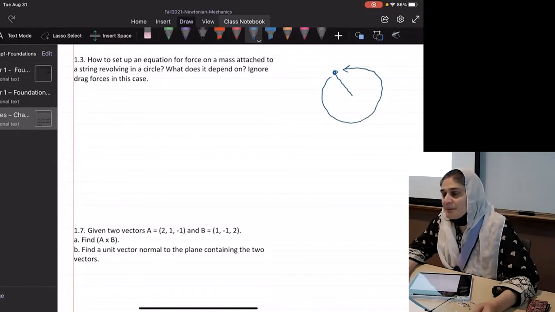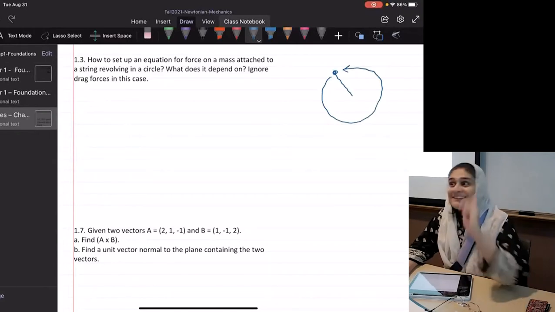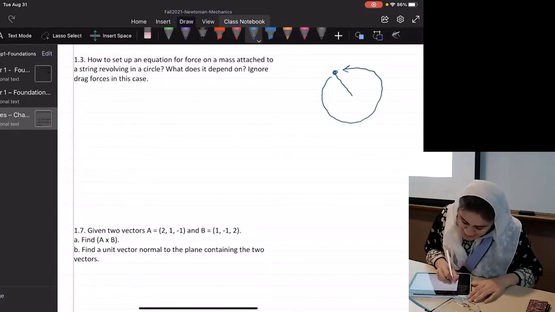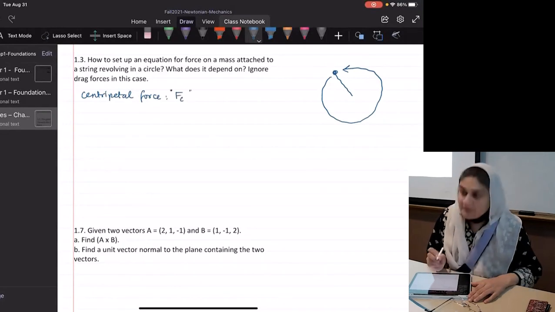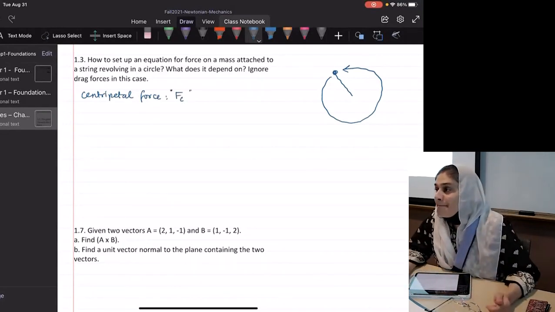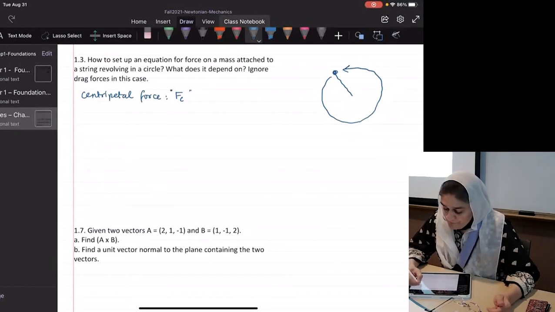Does anyone remember what we call that force? There we go. It's called a centripetal force. Why do we call it centripetal force? Yes, it's because it's center seeking. It wants to go towards the center. What do you think it depends on?